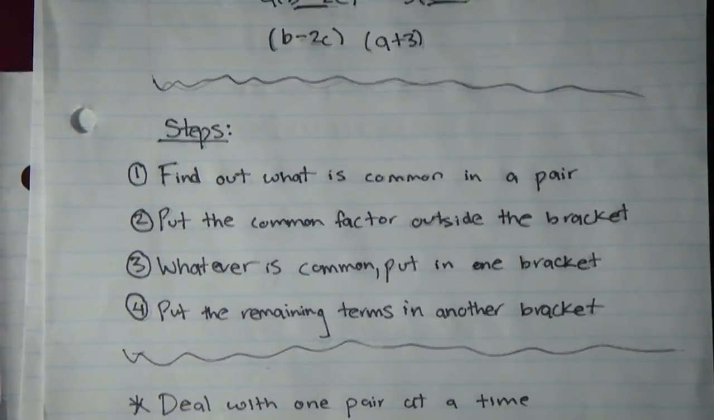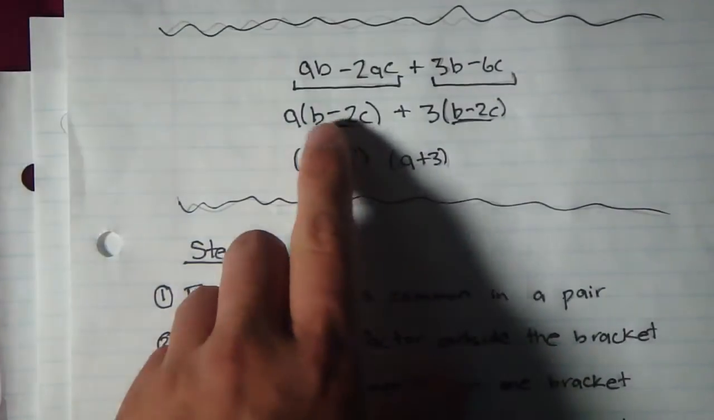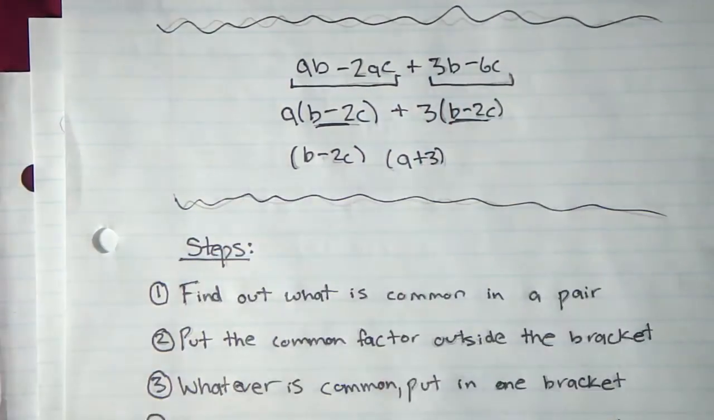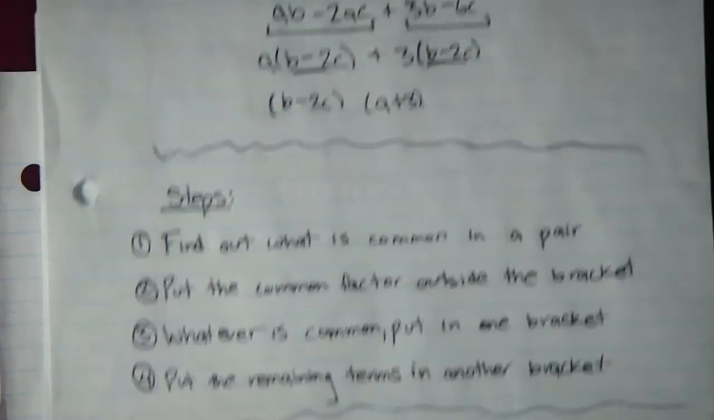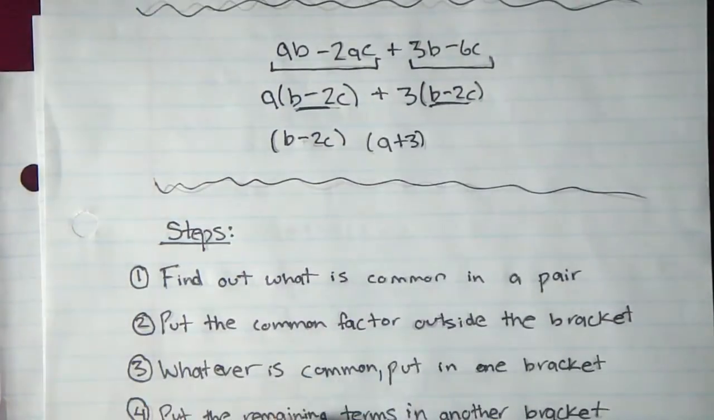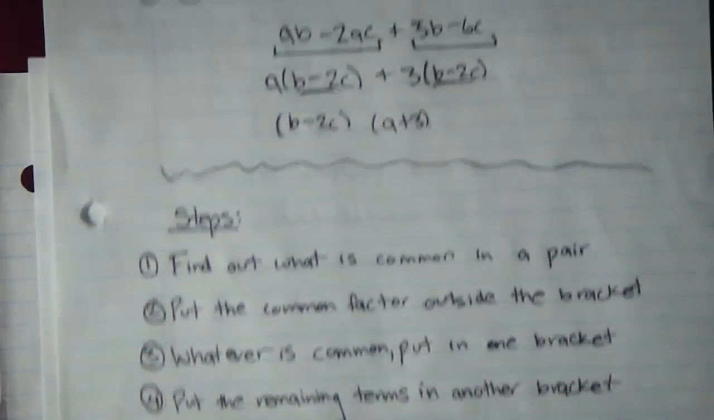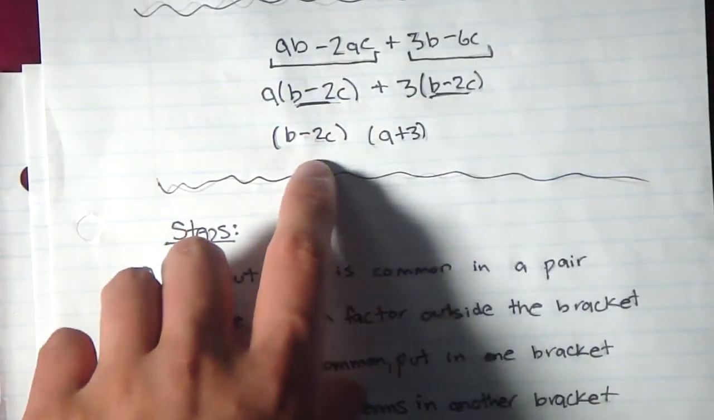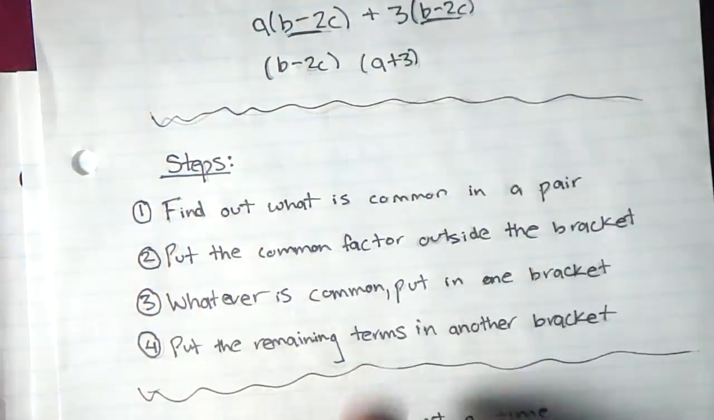So steps: find out what is common in a pair. We've done that, 3, 3. Put the common factor outside the bracket. We've done that. Whatever is common, put in one bracket, and put the remaining terms in another bracket. We have done that.